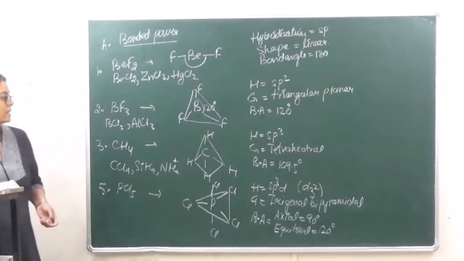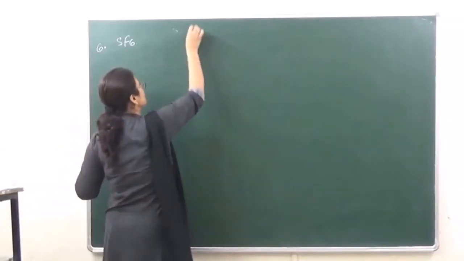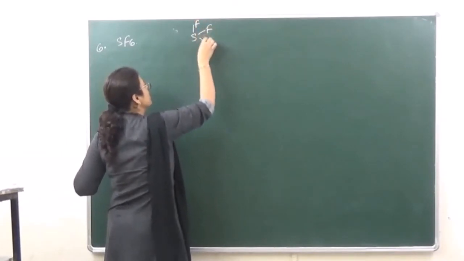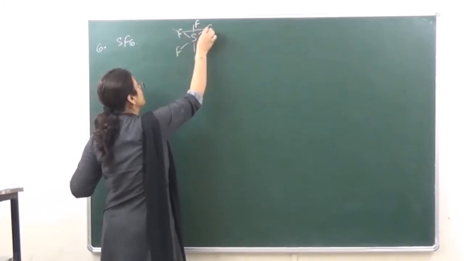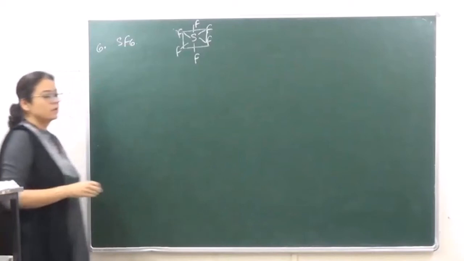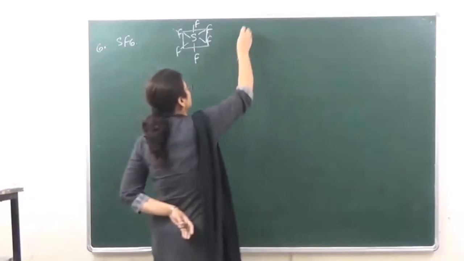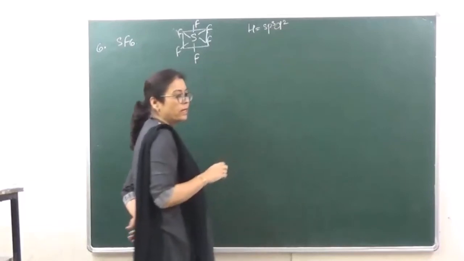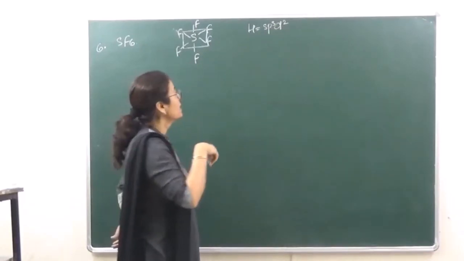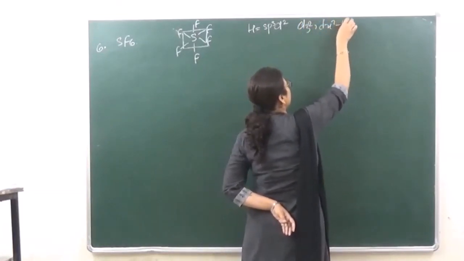Then the sixth one is SF6. SF6 का octahedral shape रहता है. So we have this is SF6. Hybridization in this case is sp3d2. ये जो D यहाँ पे participate कर रहे हैं, they are dz square and dx square minus y square.